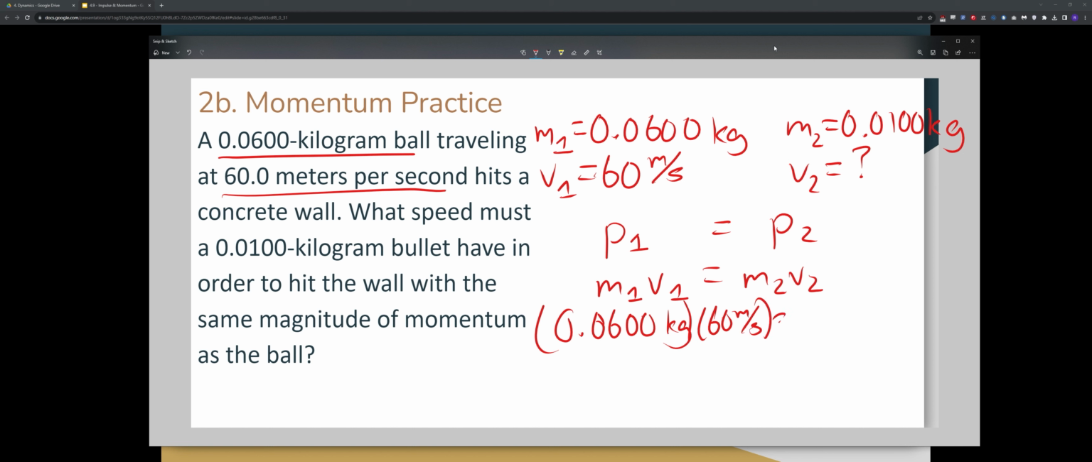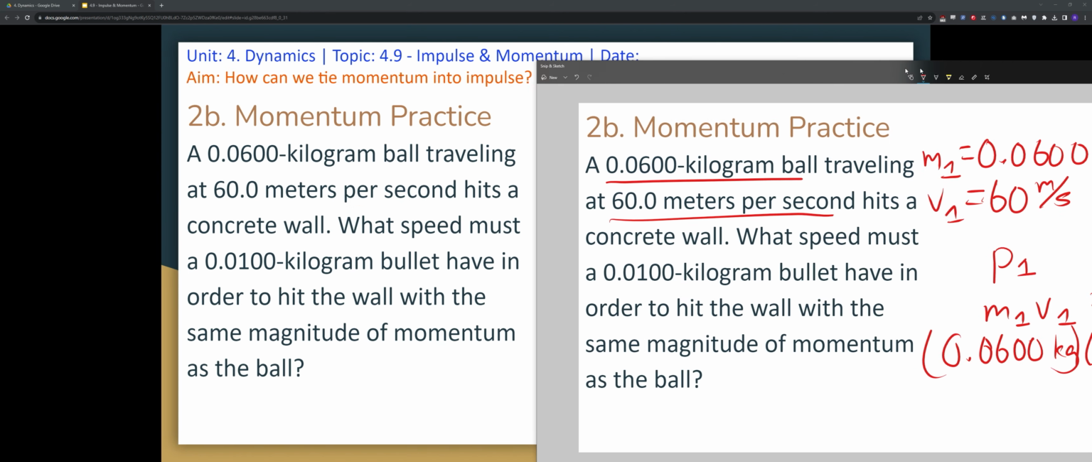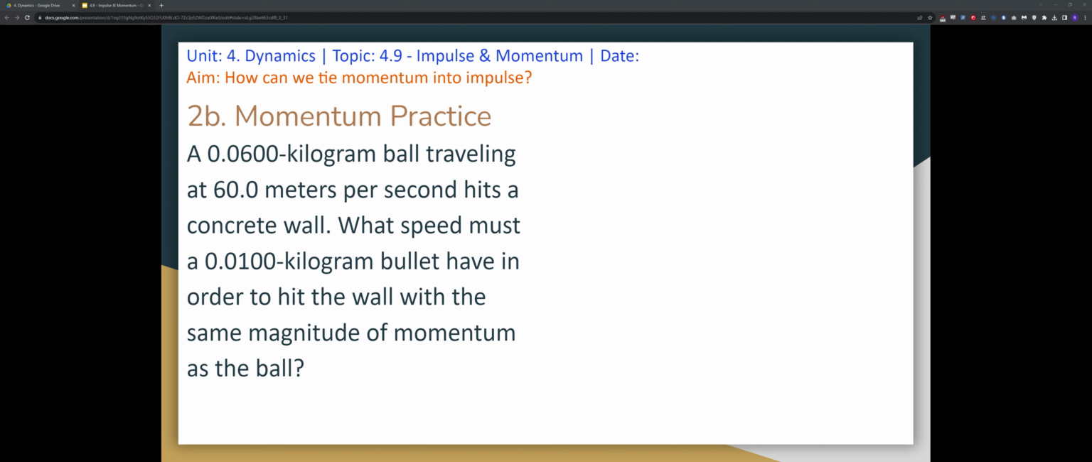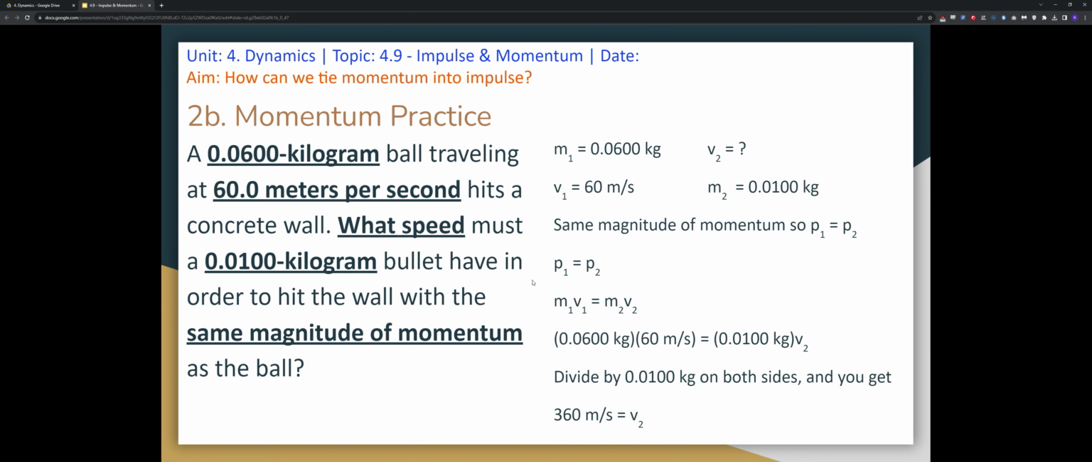And that gets you 0.0100 kg. And that gets you v sub 2. And then you just do some math manipulation, and then you solve for v sub 2. I'm going to leave that to you. That's not really something I want to do. As depicted here, right? And again, the work is on Google Slides as well.